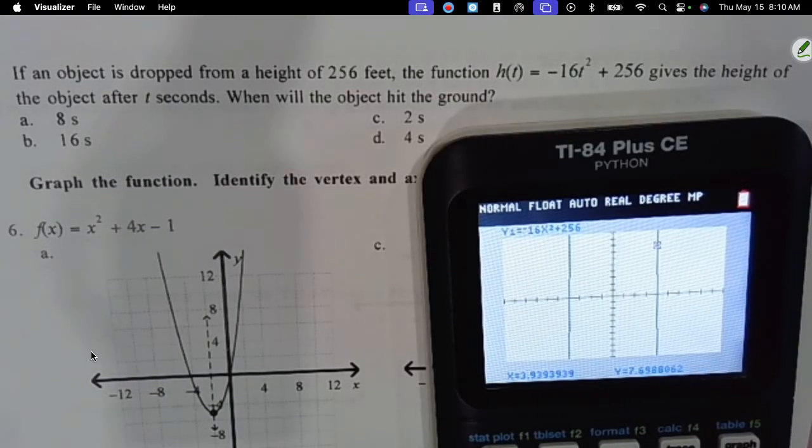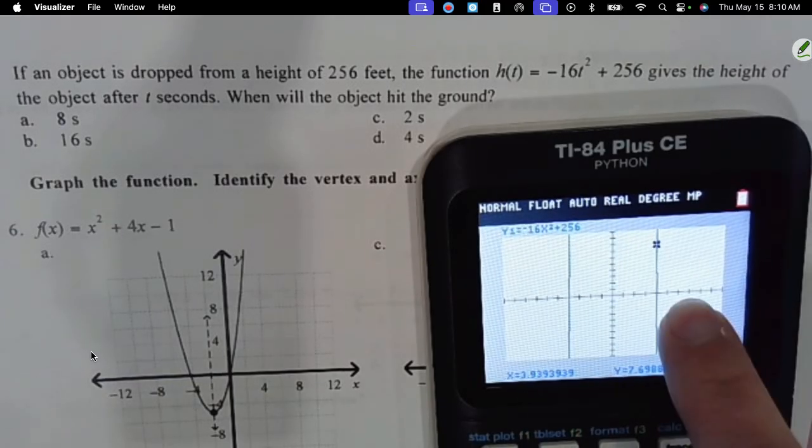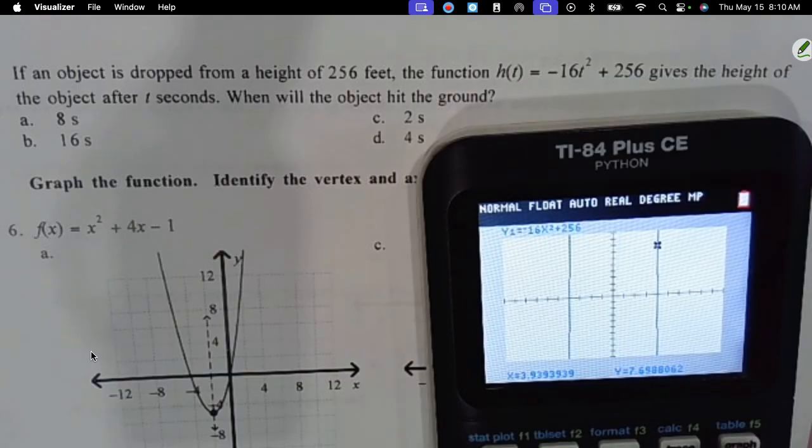And oops, well, it's kind of hard to tell. It's getting close to 4, but I can't get it there. So the trace button on this one really doesn't work. Just look at it and tell. Is everybody okay with that? Like you can just kind of count, where does it hit the ground?